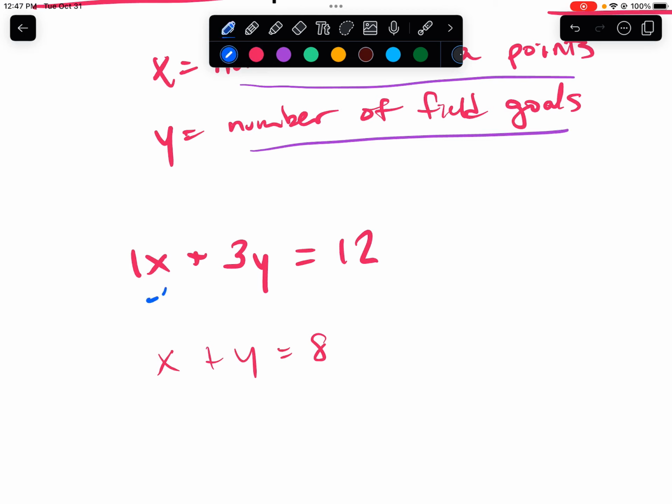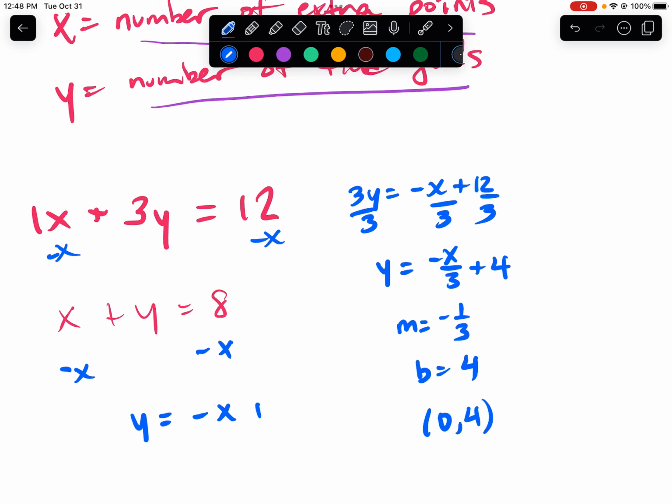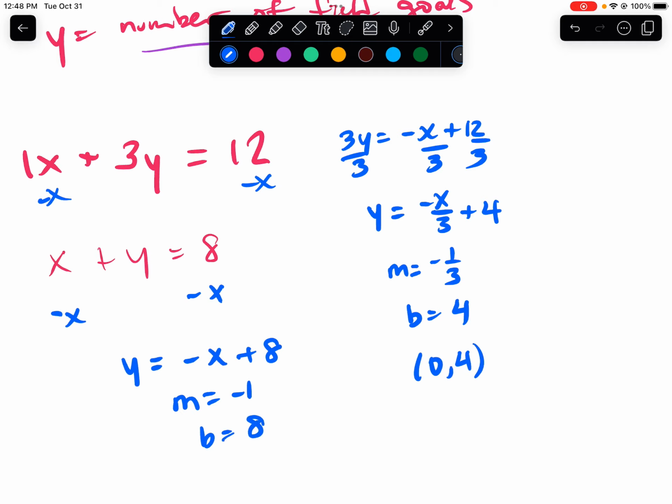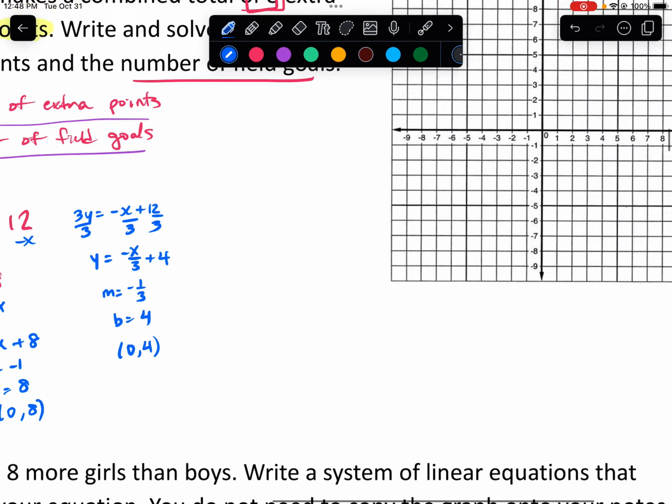So in this first one right here, subtract x, I have 3y is equal to negative x plus 12. Divide by 3, divide by 3, divide by 3. I have y is equal to negative x over 3 plus 4. In this problem, m is equal to negative 1 over 3, b is equal to 4, my point is 0, 4. This one right here, subtract x, I have y is equal to negative x plus 8. m is equal to negative 1, b is equal to 8. I have 0, 8.